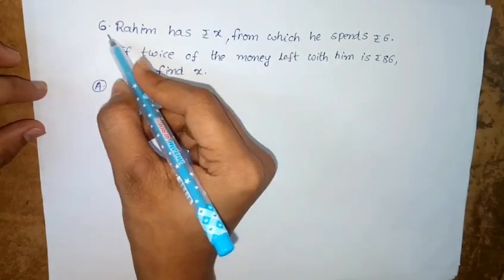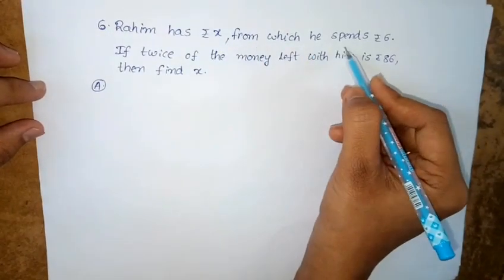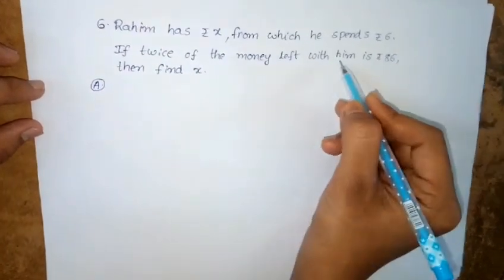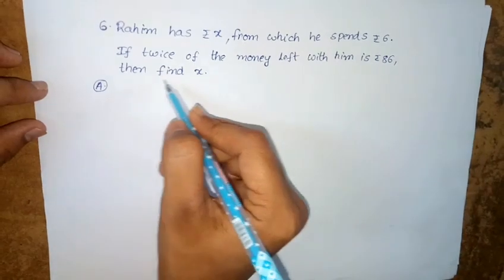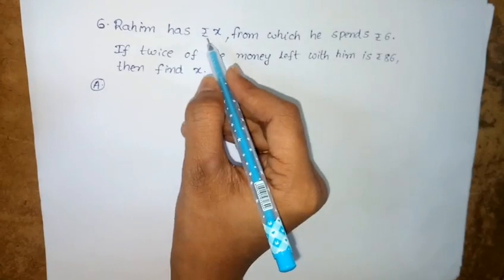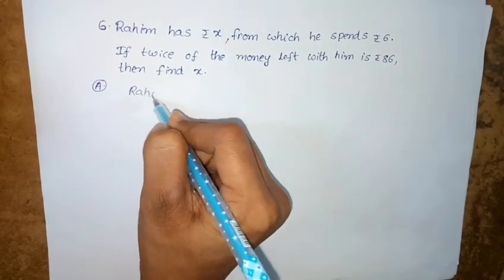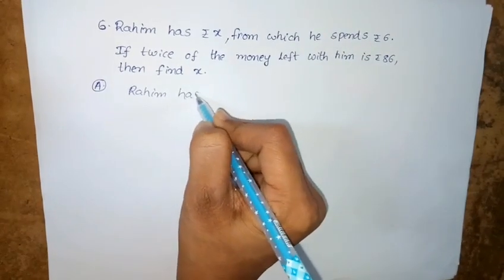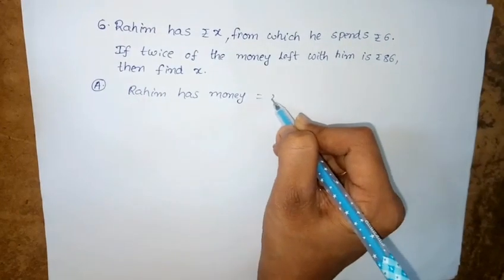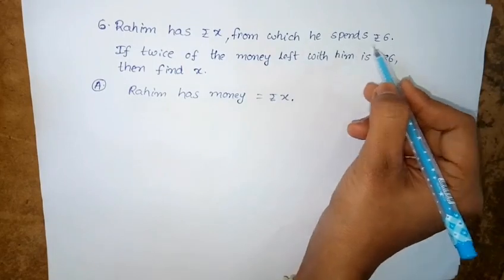Next problem, the sixth one. Rahim has X rupees from which he spends 6 rupees. If twice the money left with him is 86 rupees, then find X. So in the problem given, Rahim's amount is equal to X rupees. Write that Rahim has money equal to X rupees, which he spends only 6 rupees.